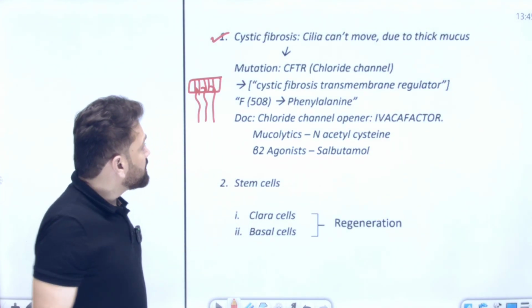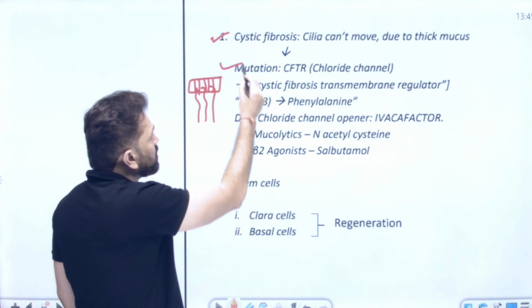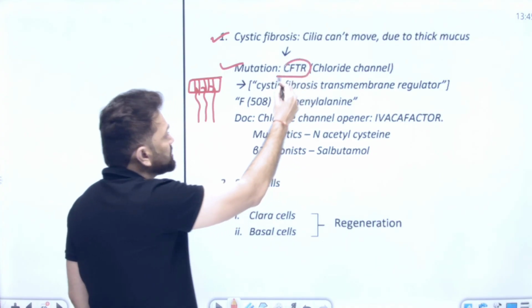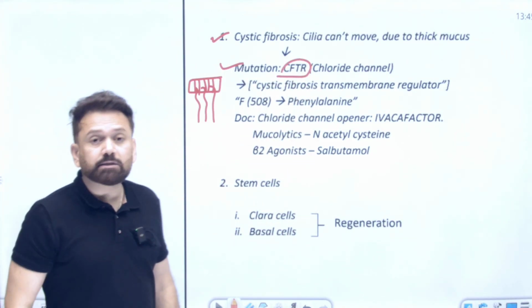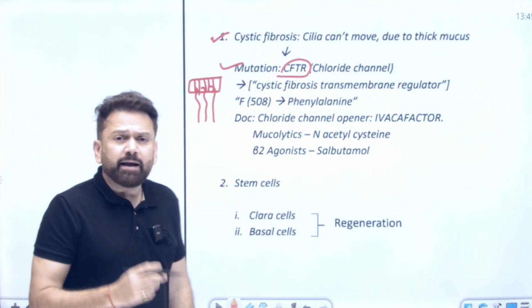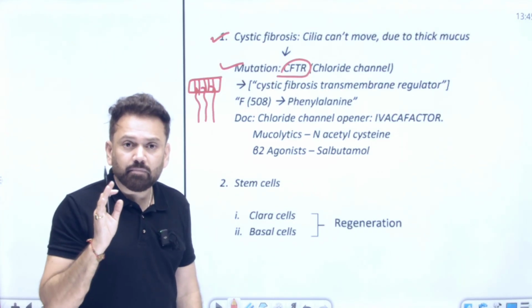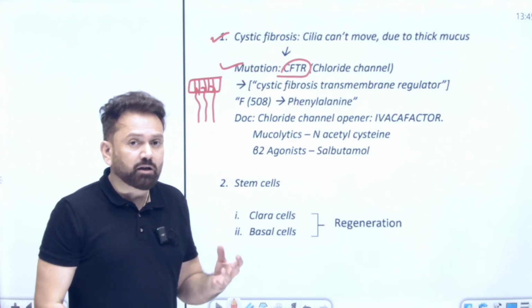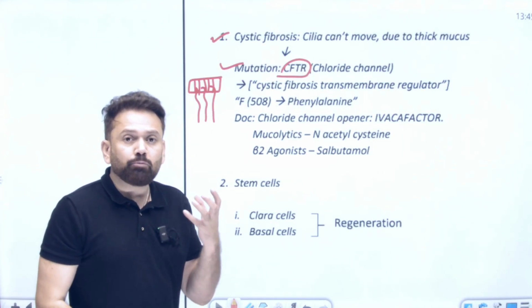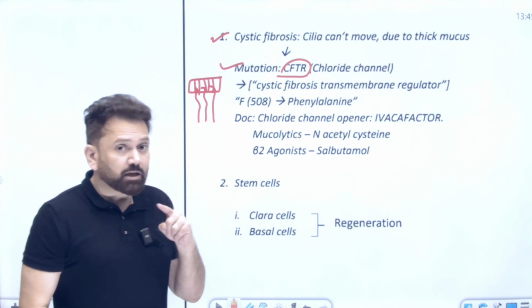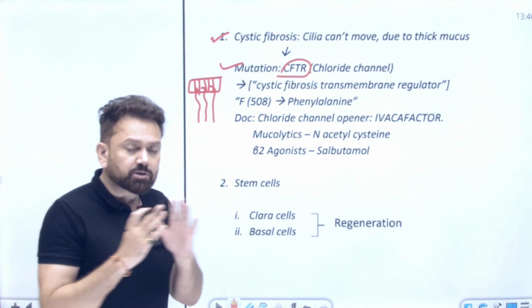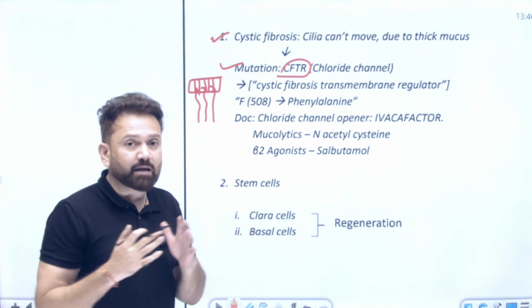What is the reason? The reason is there is a mutation of the CFTR gene. CFTR, cystic fibrosis transmembrane regulator. It is simply a chloride channel. So there is a mutation of the chloride channel. It cannot release the chloride, so mucus becomes thick. And this is in biochemistry. I am just trying to integrate physiology with biochemistry.